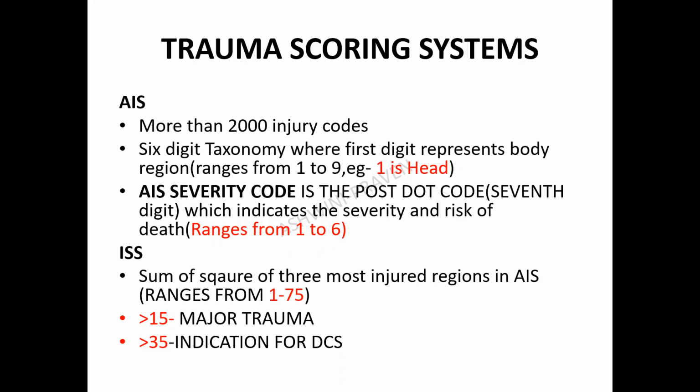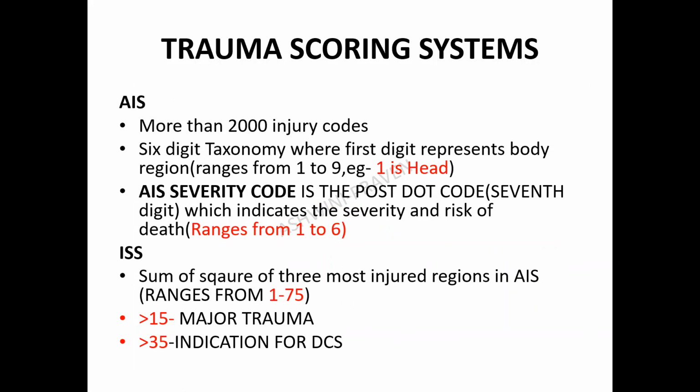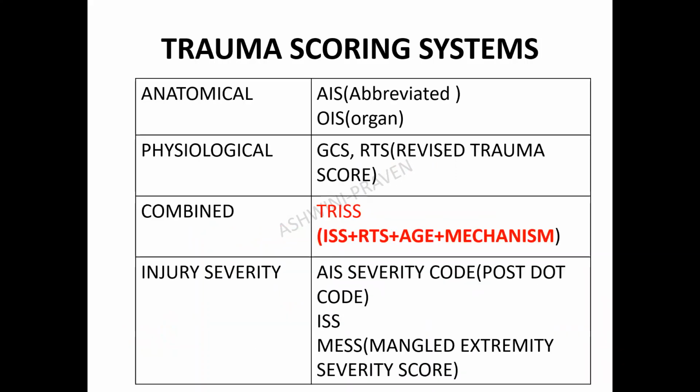So what about the severity code? As I mentioned here, AIS severity code or post-dot code. It forms the 7th digit of the abbreviated injury score itself. The 7th digit indicates the severity and risk of death. I'm just repeating it since it is slightly confusing. Abbreviated injury score is purely an anatomical score where it is a 6-digit taxonomy and the first digit represents the body region. Whereas if you add a 7th digit to the same, that 7th digit represents the AIS severity code or the post-dot code. This indicates the severity and risk of death. So that is why it comes under severity score.